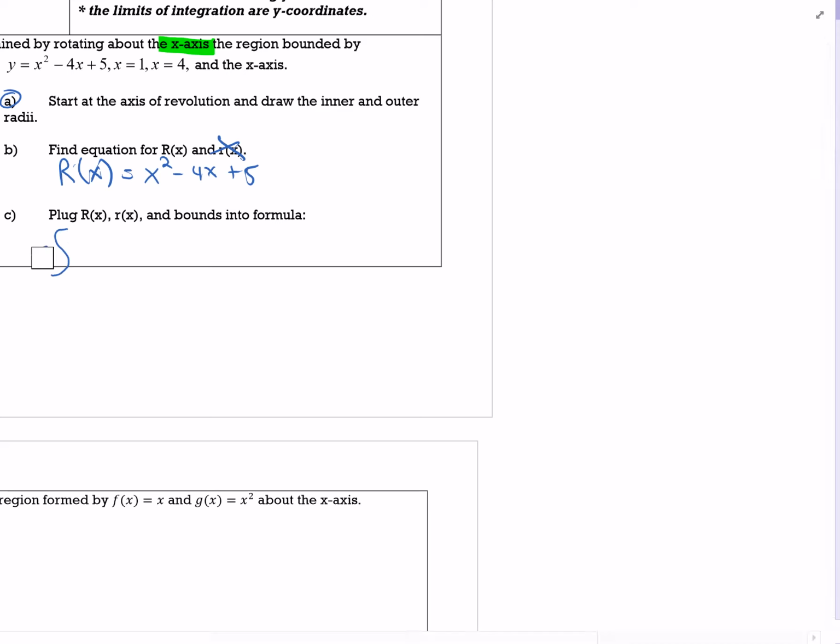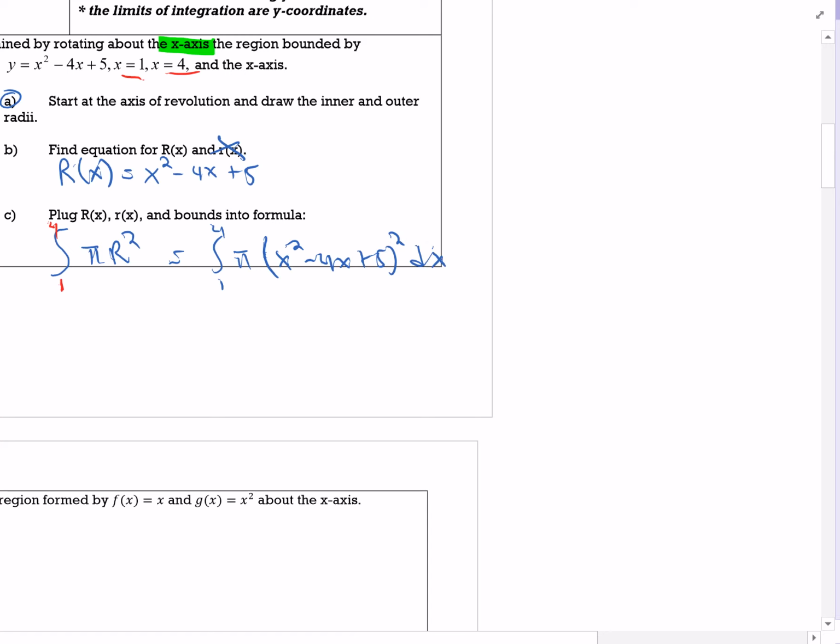Actually, let's do it this way first. I'm going to integrate from 1 to 4 because those are the limits that were given to me in the problem, right? That's where the left and right bounds are. And I'm going to integrate the area of the circle I found. The area of the circle is pi r squared, but in this case the r is simply the function value. So it's going to be pi times (x squared minus 4x plus 5) squared.